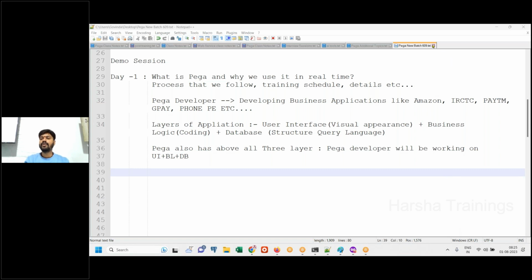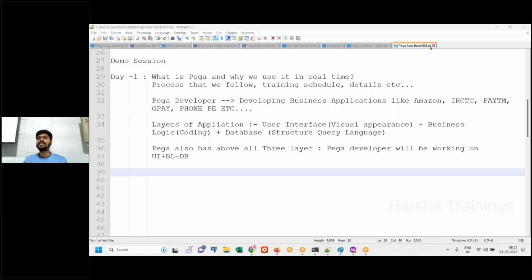So if you are going to learn Pega, are you clear now? What are you going to be? You are going to be an application developer where you will be working on user interface, business logic, database, all these three.